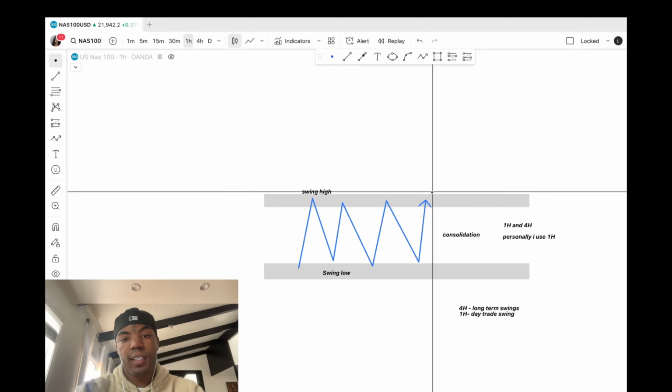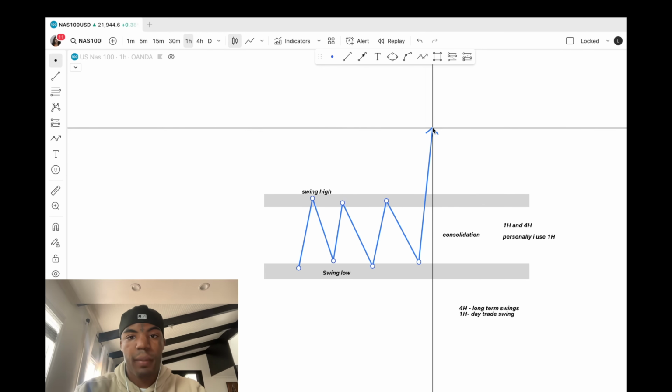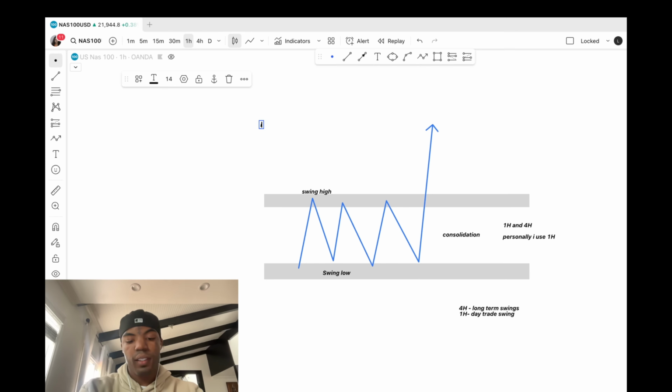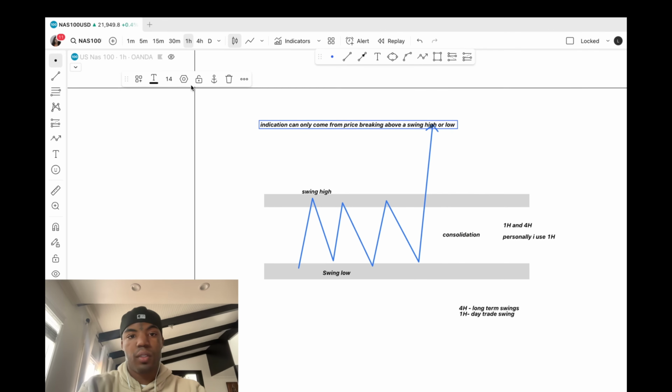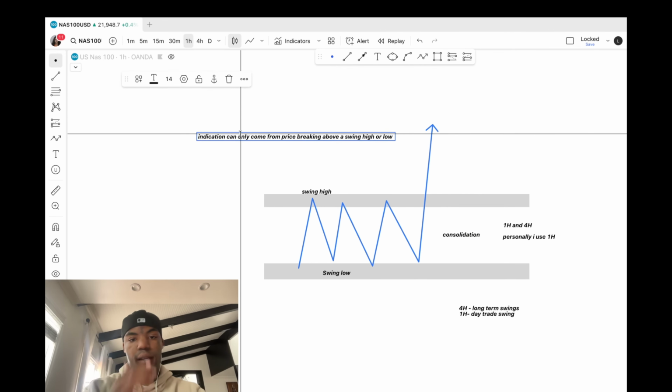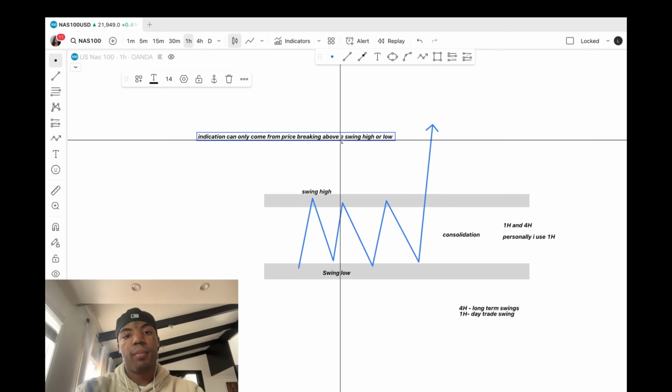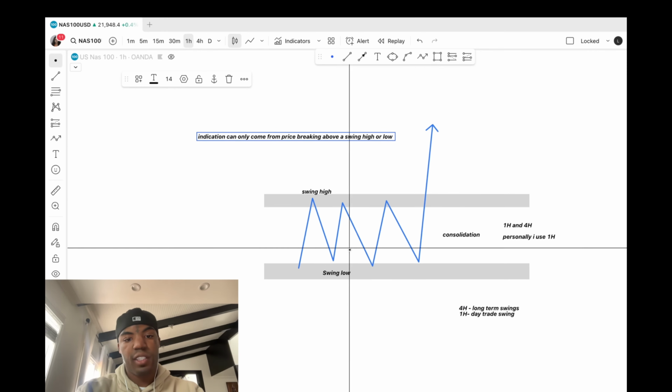So with all this being said, remember yesterday we talked about indication, but I'm going to touch back up on it. Indications can only come from price breaking above a swing high or swing low. Put that to yourself, teach yourself that. Indications can only come from price breaking a swing high or swing low.